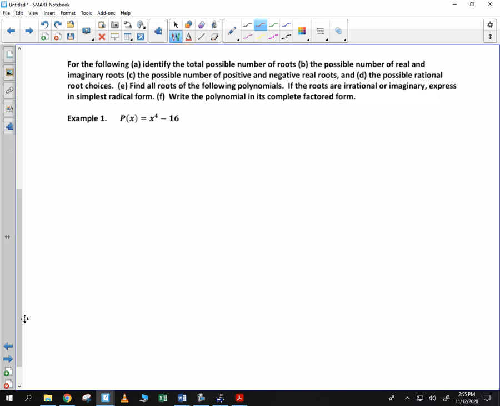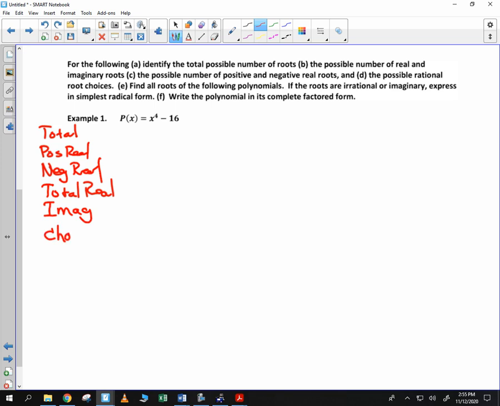I'm going to differ from the directions just a little. We have our total solutions. We have our positive real. We have our negative real. We are going to have our total real. We are going to have our imaginary. We are going to have our choices within the rational roots theorem. Remember solutions. And we are going to have our factored form. These are all the pieces that you should be able to list and diagnose in a problem like this.